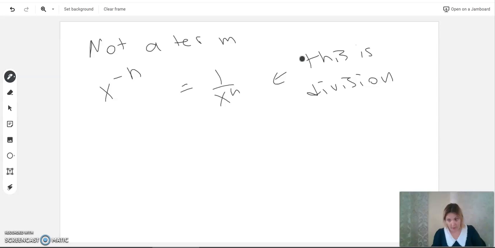And the second one is real weird, but it shows up. Let's say you have 0 times y to the 5th. This is not a term. This is nothing. This is a 0. 0 times anything is a 0. This equals 0. 0 is not a term.